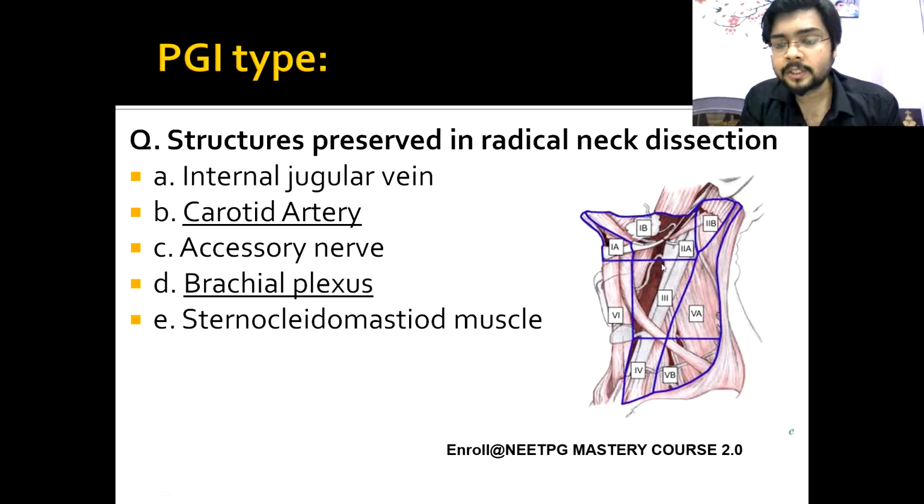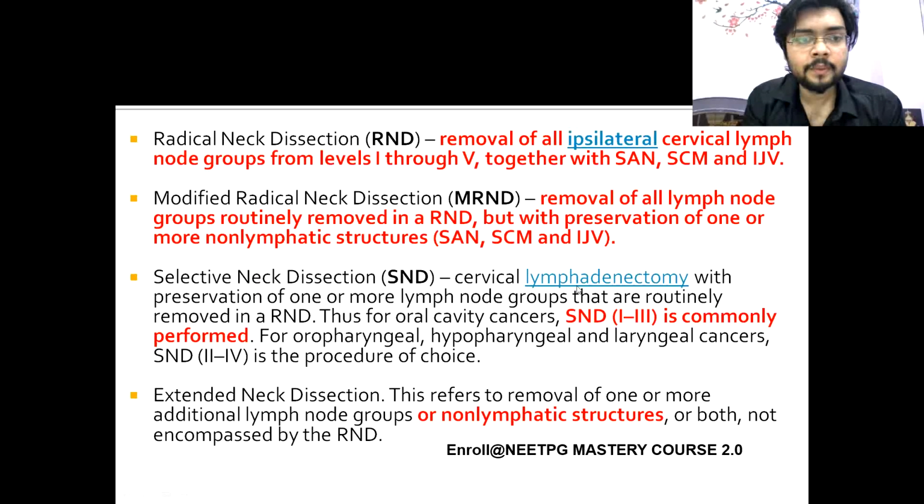Now, this is a figure where we can see different levels of cervical lymph nodes: level 1, 2, 3, 4, 5, and 6 is not shown here. Going through the different neck dissections and what we do here: basically a neck dissection is a surgical procedure where we remove the soft tissues from the neck along with the lymph nodes and some other adjacent structures.